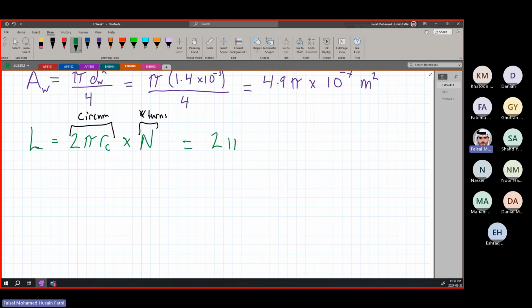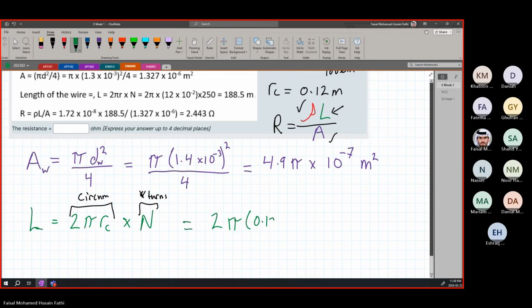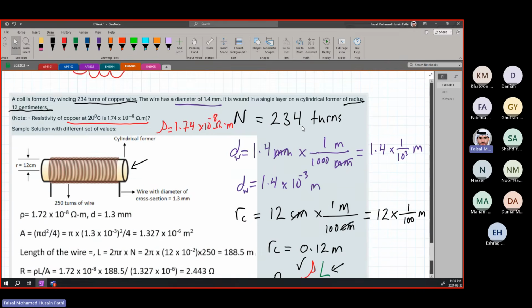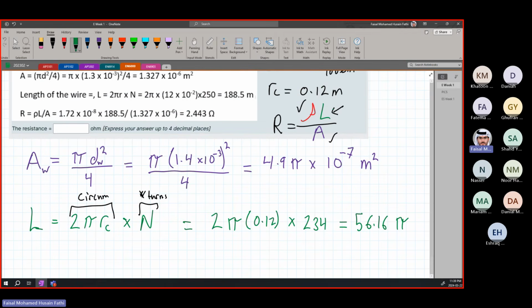And we just substitute. So 2 pi RC we have it as 0.12 times, we have the number of turns to be 234. So this is equal to, just put it in the calculator, it's going to come to 56.16 pi. Again, you can multiply it into the pi. I didn't want to simplify it more because eventually they will cancel out, as you will see now. And now we found the L. So we have our rho, we have our L, we have our A. We can find our final resistance value.